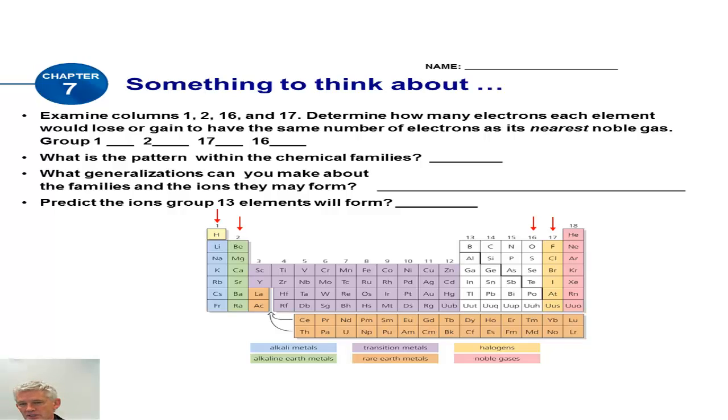Everything on this periodic table is a neutral element. There are no ions here, right? So realize that it's only by gaining or losing electrons that an element becomes an ion. And from that information, you should be able to predict the ions group 13 elements will form. So what ion charge would you likely get from everything in group 13?